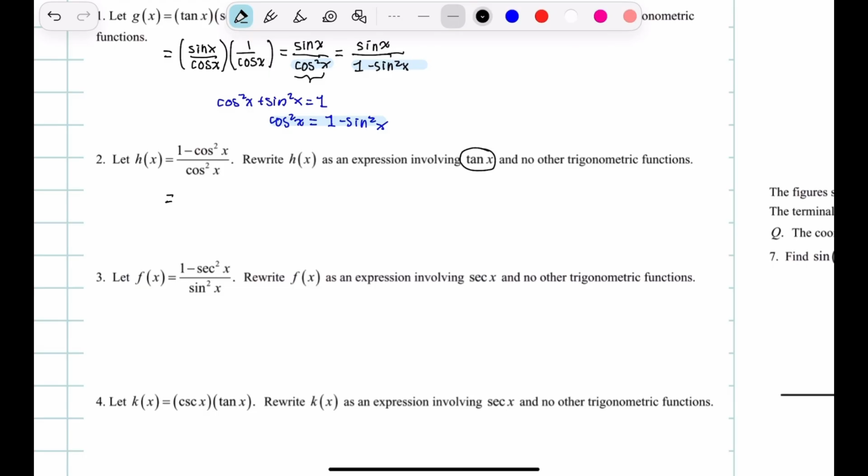So this means that we're going to set this equal to, we know that this is another Pythagorean identity, 1 minus cosine squared of x. So again, I'm just going to write this over here: cosine squared of x plus sine squared of x is equal to 1. And then we're going to subtract cosine squared of x from the other side. So yeah, this is going to be 1 minus cosine squared of x.